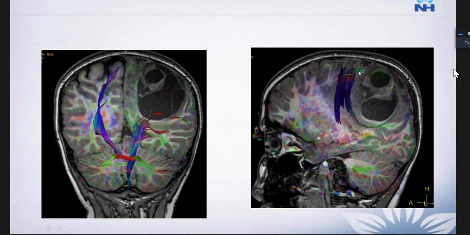DTI revealed that the corticospinal tract on the affected side was displaced anteriorly. As you can see, these are the sagittal images, and these are the corticospinal tracts. You can see that this lesion was causing anterior displacement and splaying of the corticospinal tract. Here, inferiorly, it was displacing towards the midline. So that was very important when you plan to have surgery, because the surgeon has to preserve those corticospinal tracts.